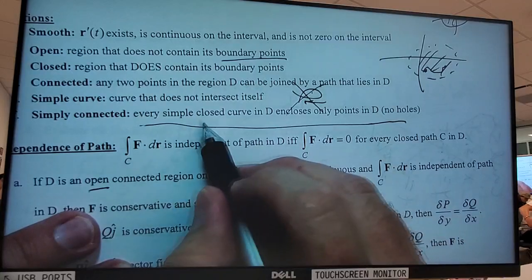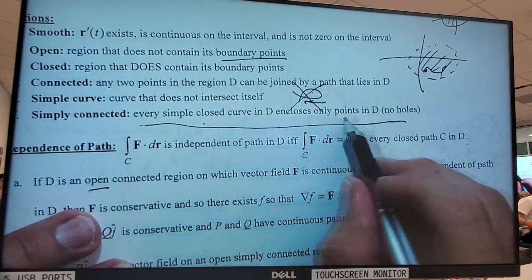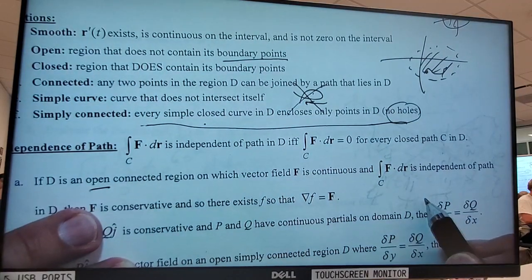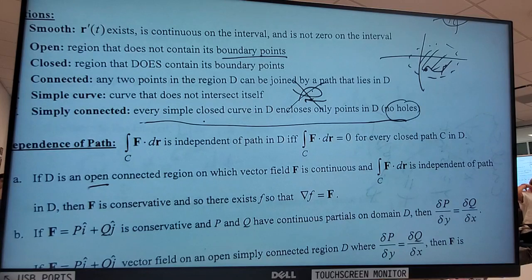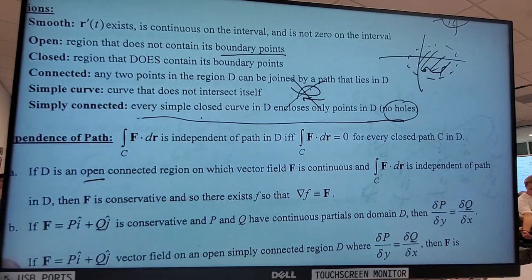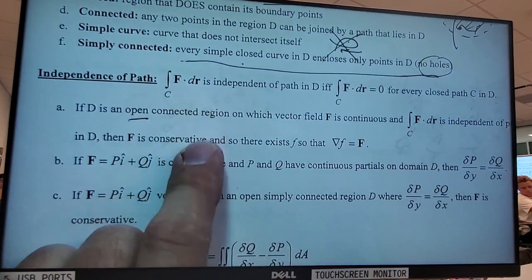Well, actually, this is different. Simply connected is basically there's no holes in there. There's no holes inside my region. Those almost will never come into play for the problems we're going to look at. If you go much further in mathematics, then you have to be really careful about each of these things. For almost every function we look at, these are going to be true.